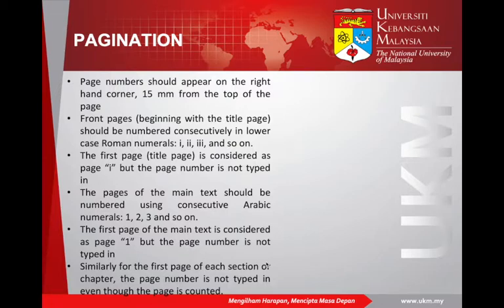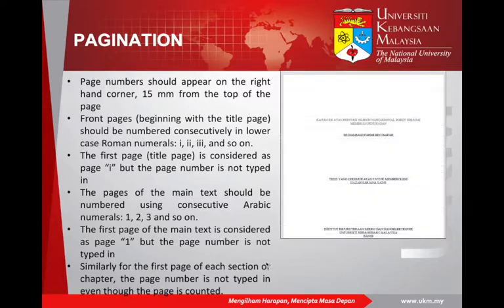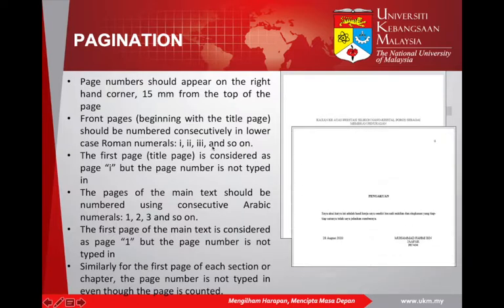So now, how would you put the numbers on each of the pages of your thesis? Page numbers should appear on the right-hand corner, 15 millimeters from the top of the page. Okay, so front pages, usually when you start your thesis, you have the front pages where you begin with the title page, should be numbered consecutively in lowercase Roman numerals, i, ii, iii, and so on. Yeah, like this.